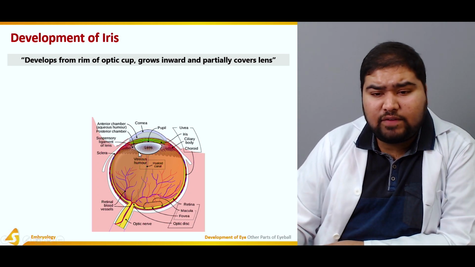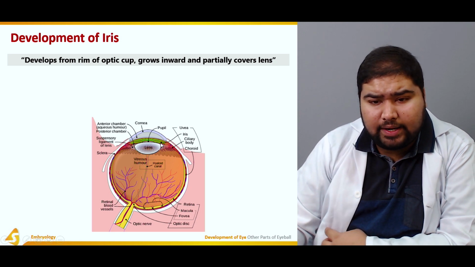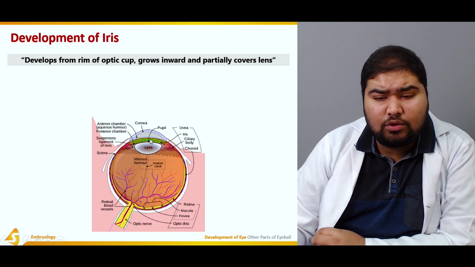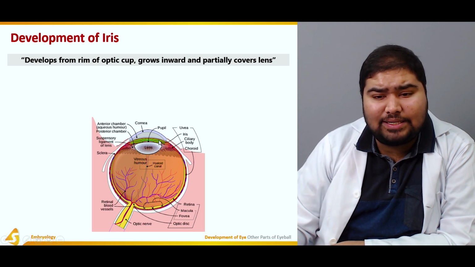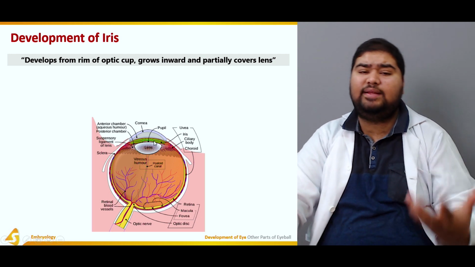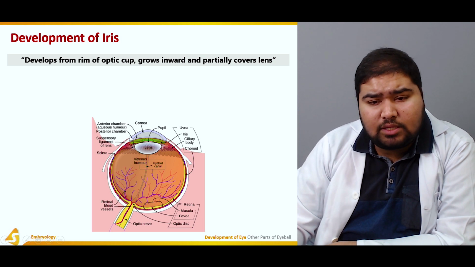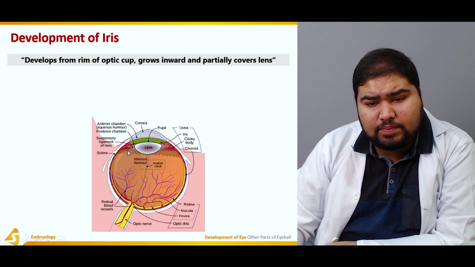Referring to the figure, this in green is the area of the iris. This is the pupil, the central hole in the iris. The iris lies anterior to the lens. So let's see how the development of the iris takes place. It develops from the rim of the optic cup. So this is the optic cup.